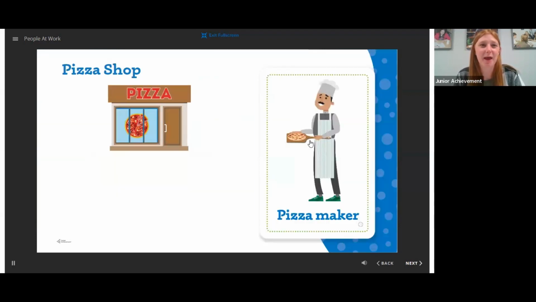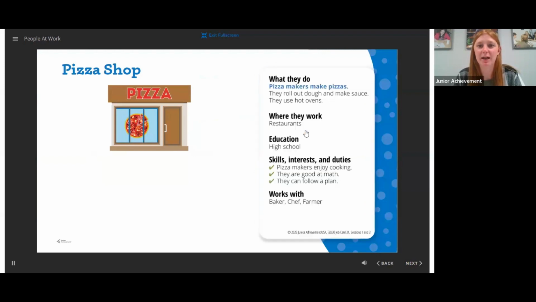We're going to talk about that pizza shop maker again and what they do, and ask them some questions about if they would want to work in a pizza shop and why they think they would like that, and what other jobs besides the pizza maker are involved when you work at a pizza shop.